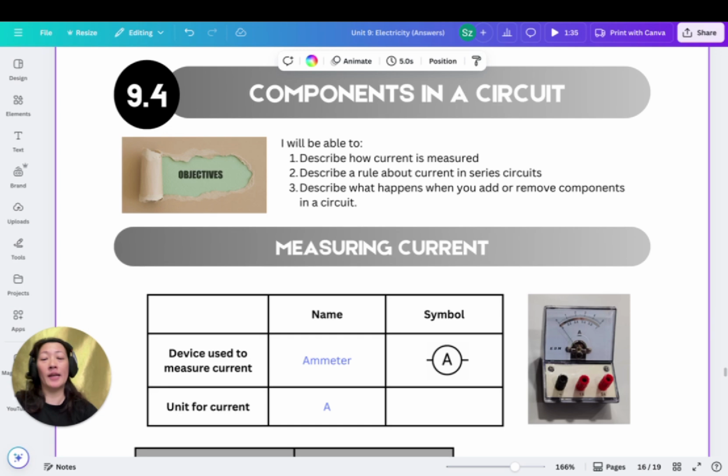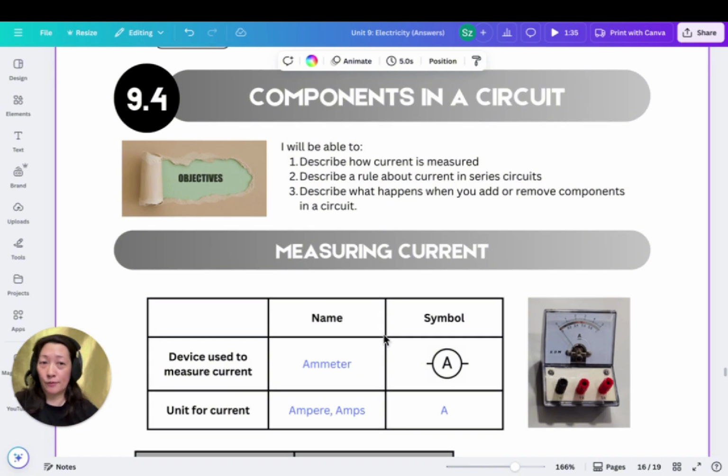Current is measured in ampere, or some of you might call it amps for short. The symbol, meaning the short form of the unit ampere, is A. So if you're wondering how to use A, it's similar to how the short form of centimeters is cm. For example, when you measure length, and let's say the value is 10 centimeters, you would write it out as 10 cm. So the same thing for current. If the current value is, say, for example, 10 amperes, you write the short form of amperes as capital A. So you'd write 10A. So this is the name of the device that's used to measure current and the unit that we use to measure current.